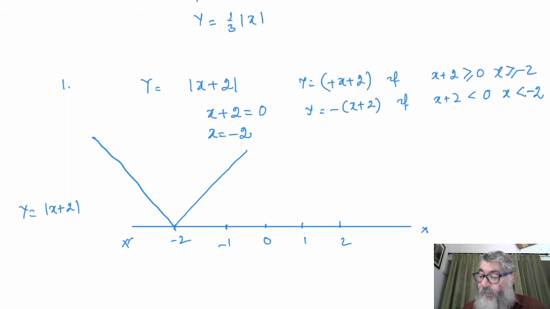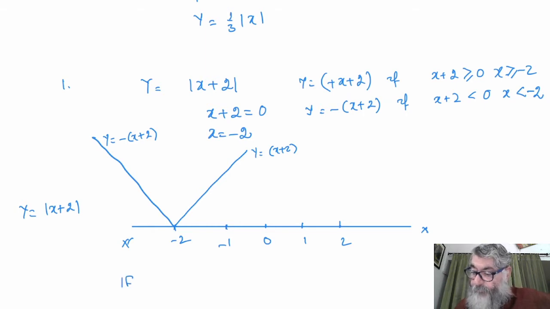Now if you notice, if you go beyond minus 2 to the right, then what will you get? This line you will get, this is y is equal to x plus 2. And this line is y is equal to minus x plus 2. So if modulus of x plus 2 is to be plotted, it is a transformation.